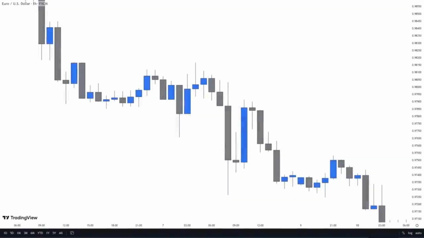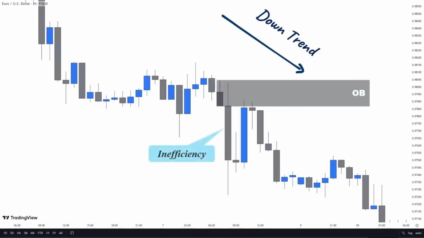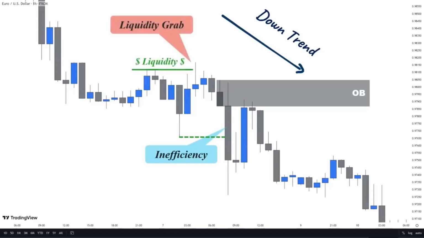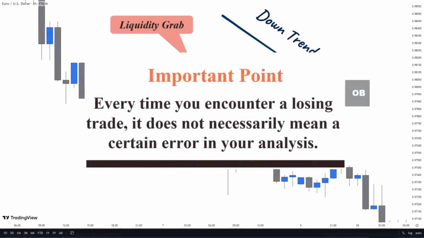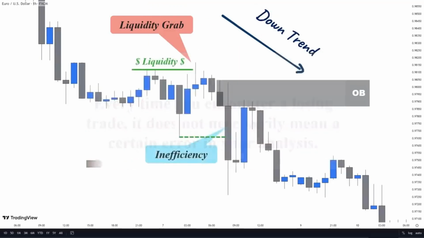Now look at this bearish example. Here in euro-dollar 1-hour time frame, we have an obvious downtrend. We can spot this order block that created a clean inefficiency and break of structure. But the interesting point about this order block is that the start of this move is a liquidity grab, so this is a +1 point trading opportunity. But here's an important point. Every time you encounter a losing trade, it does not necessarily mean that there was a certain error in your analysis. Remember, no strategy always works because we can't control the market.